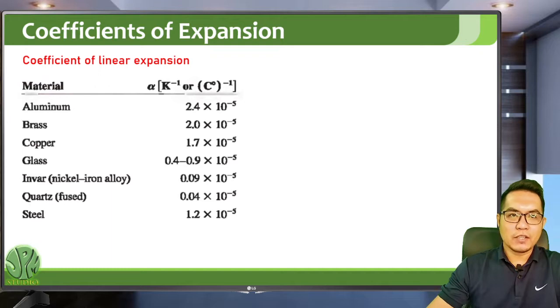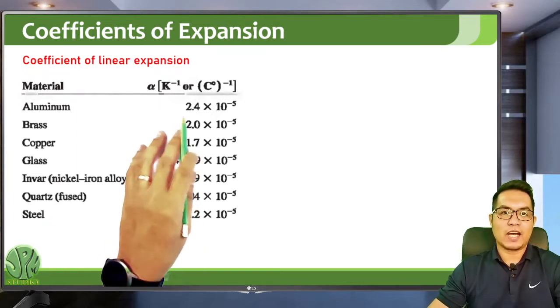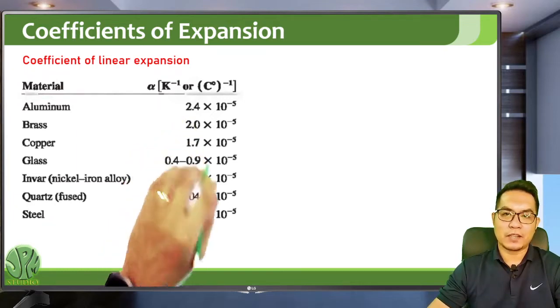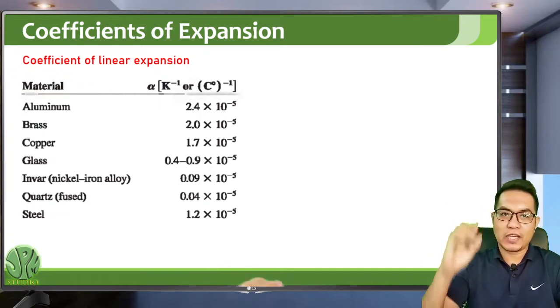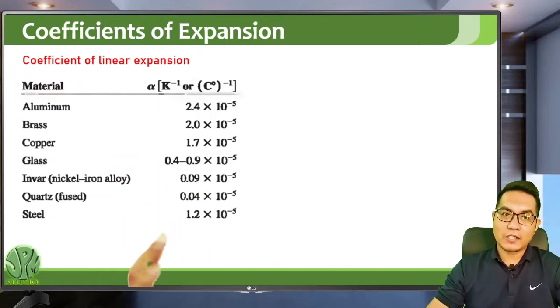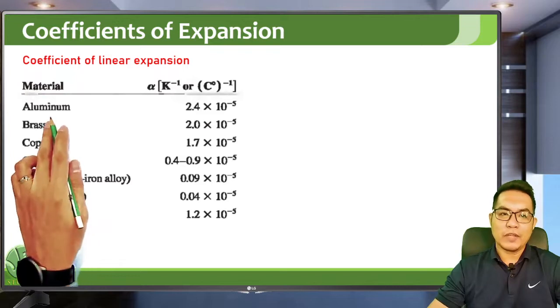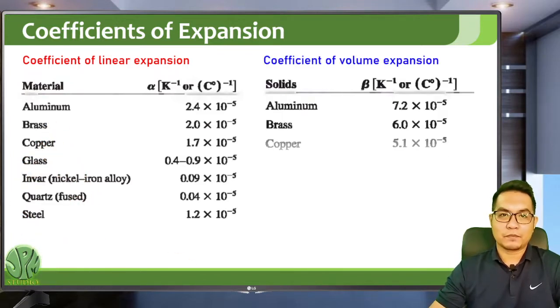So these are some coefficients of linear expansion of some materials. For aluminum, in this list, aluminum has the highest coefficient of linear expansion. And take note, the coefficient of linear expansion, alpha, and beta for volume expansion, are proportional to the change in length and change in volume. Meaning the higher the values of alpha and beta, the larger the change in length for a given temperature. So this means that aluminum expands faster than brass and copper.